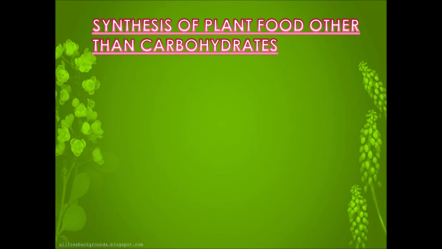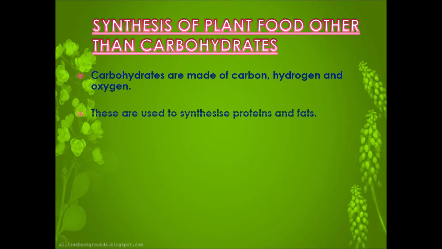Plants synthesize carbohydrates through the process of photosynthesis. The carbohydrates are made of carbon, hydrogen, and oxygen. These are used to synthesize other components of food such as proteins and fats. But proteins are nitrogenous substances which contain nitrogen. So from where do plants obtain nitrogen?